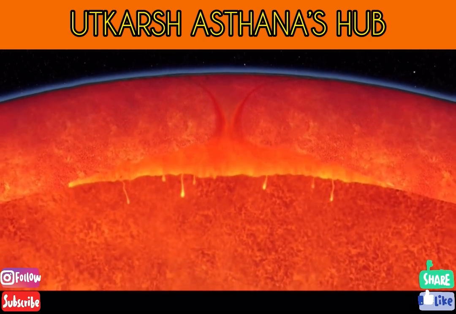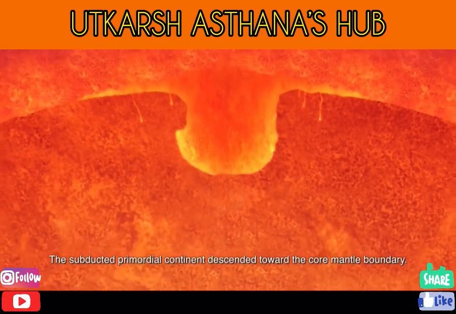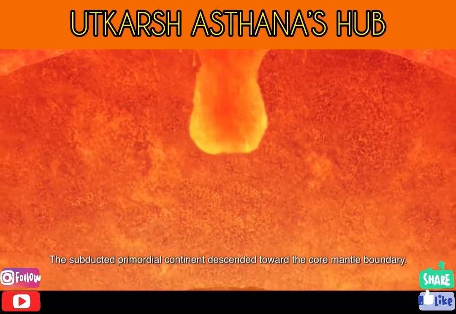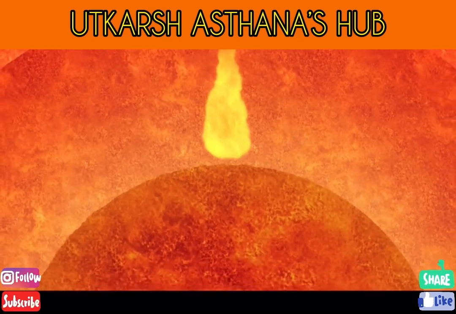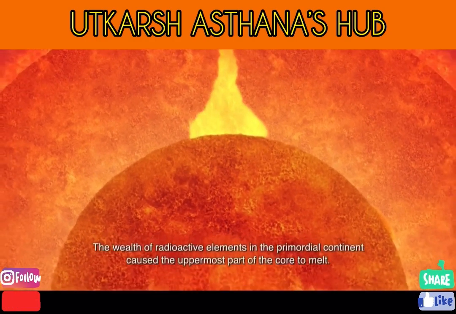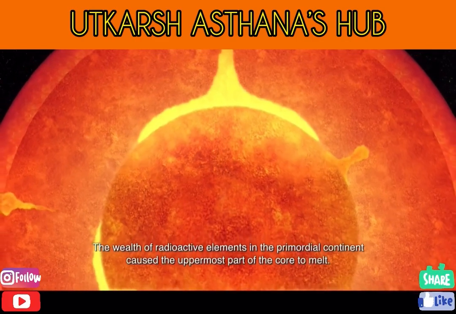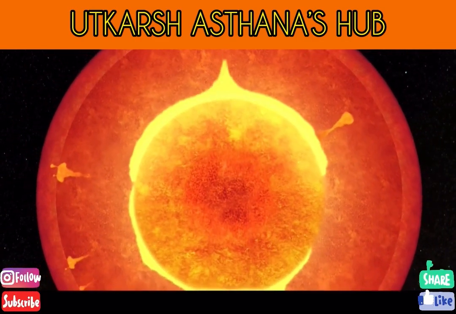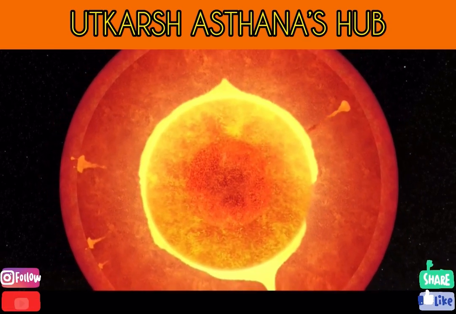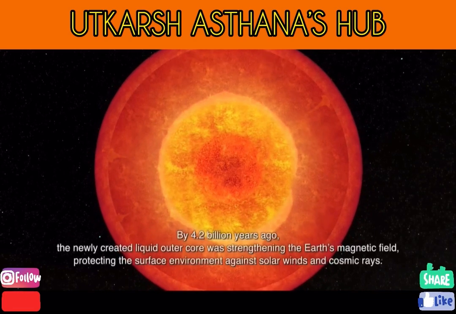Now, as Pangaea was sucked inside the Earth, the subducted primordial continent descended towards the core-mantle boundary. And because of this, the wealth of radioactive elements in the primordial continent Pangaea caused the uppermost part of the core to melt.